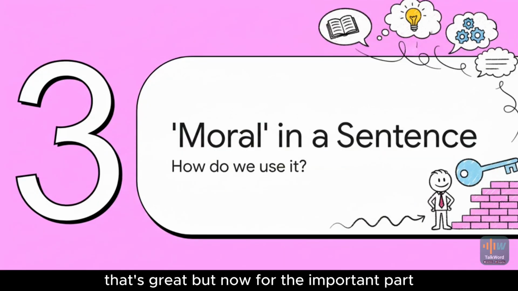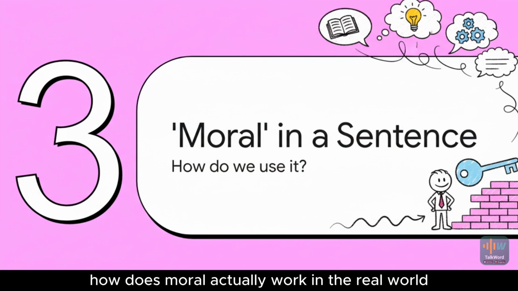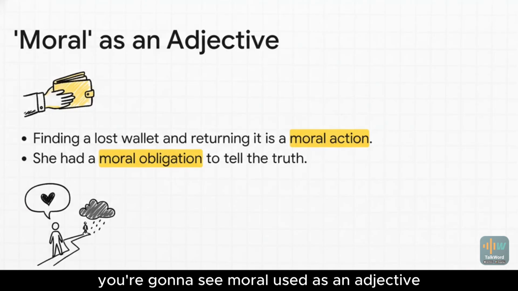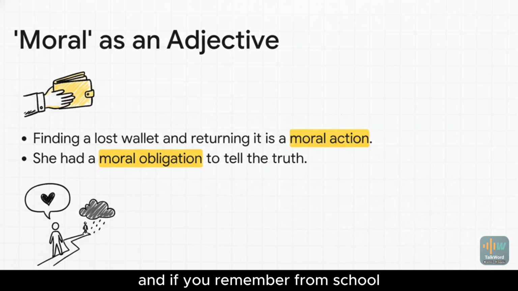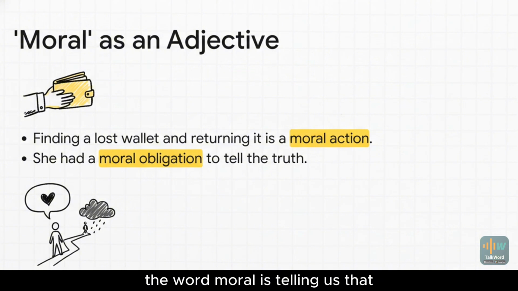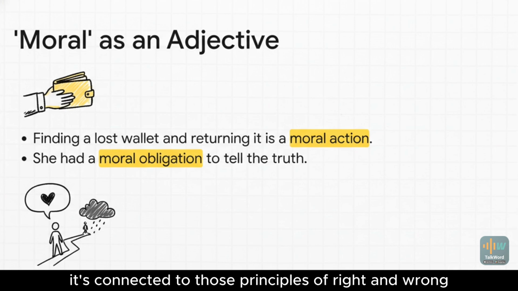Okay, so we've got the definition, we've got the history, that's great. But now for the important part. How does moral actually work in the real world? Because let's be honest, putting it in a sentence is the absolute best way to make it stick in your brain. So most of the time, you're going to see moral used as an adjective. And if you remember from school, that just means it's describing a noun. Just look at these examples here. A moral action, a moral obligation, a moral decision. See the pattern? In every single one of these, the word moral is telling us that whatever it's describing, the action, the obligation, the decision, it's connected to those principles of right and wrong.